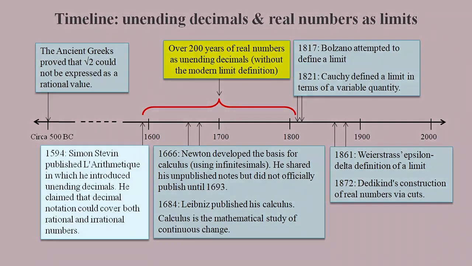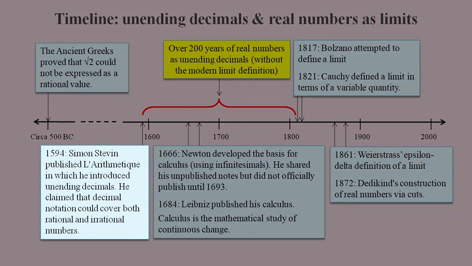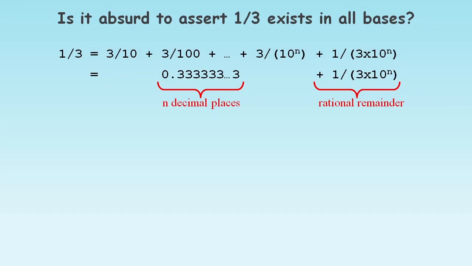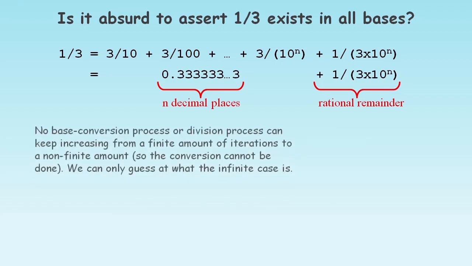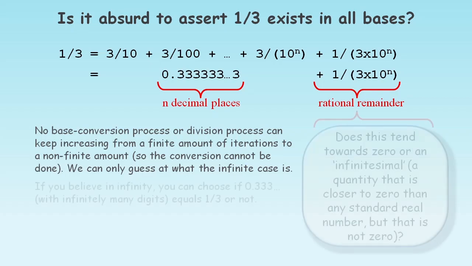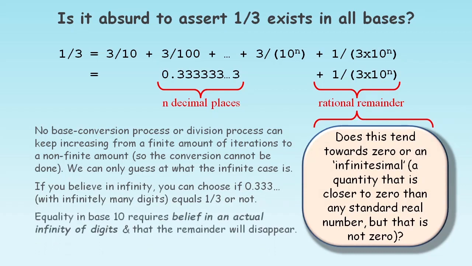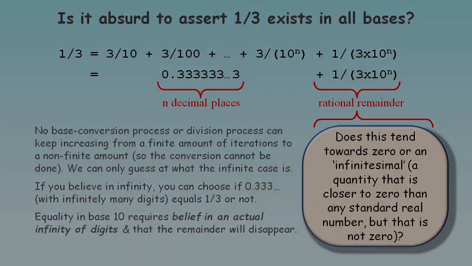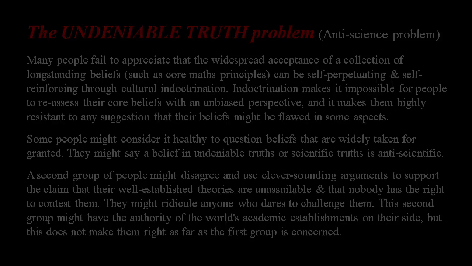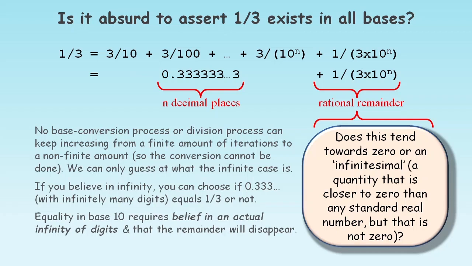But before the introduction of unending decimals in 1594, it was accepted that values like 1/3 could be expressed in some bases but not in others. We can't do infinitely many stages of a division process, or even a base conversion process. But mathematicians believe we can theorize about what the result of such an infinite process might be. So the supporters of real numbers choose to believe that the remainder goes to 0 and that the so-called real number, 0.3 recurring, has to equal 1/3. But if we don't accept that endless decimals are the same as constant values, then there is no reason to believe that all numbers must exist in all bases.